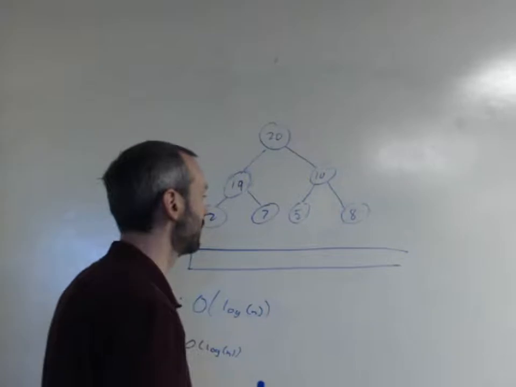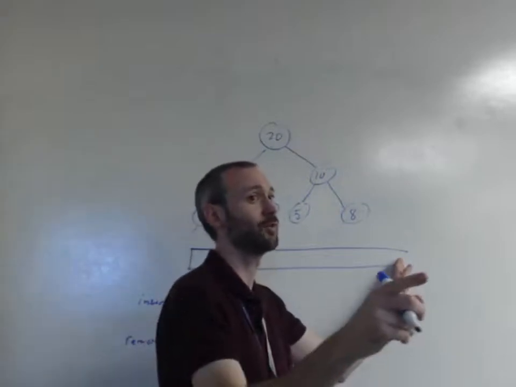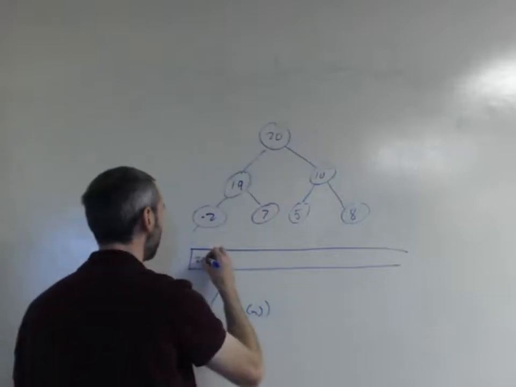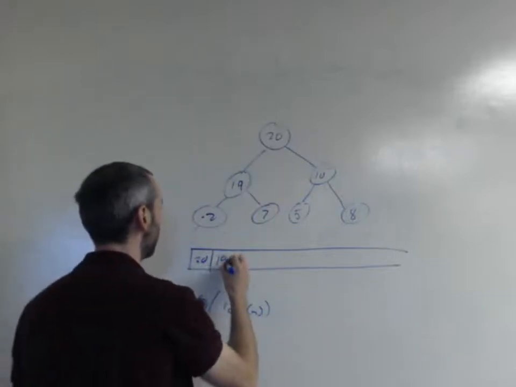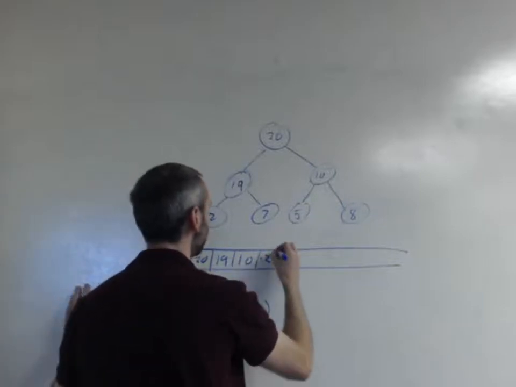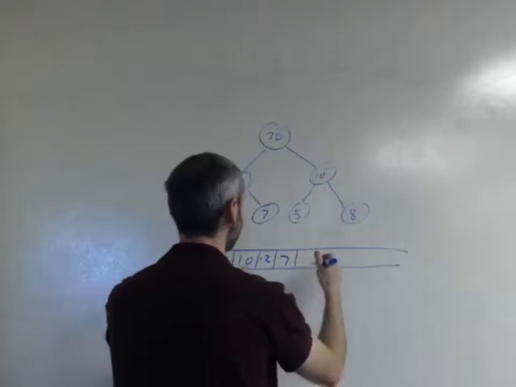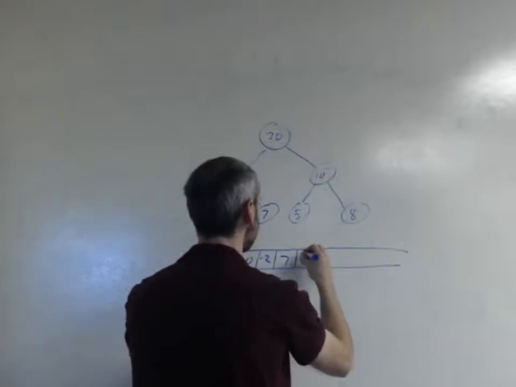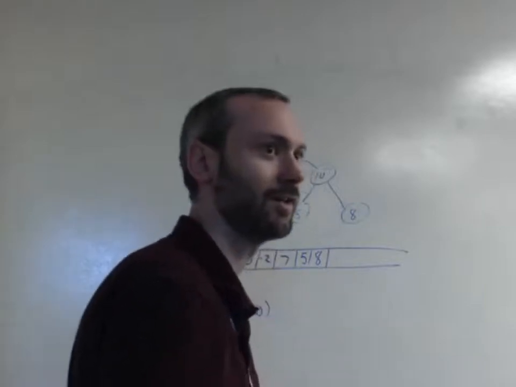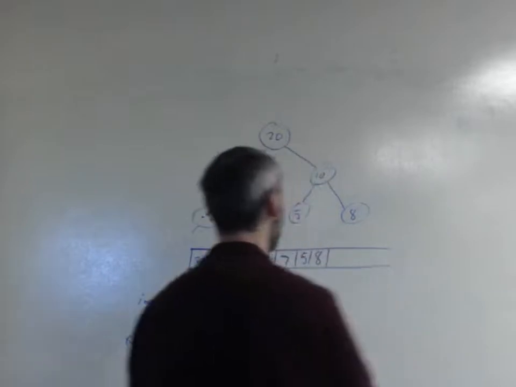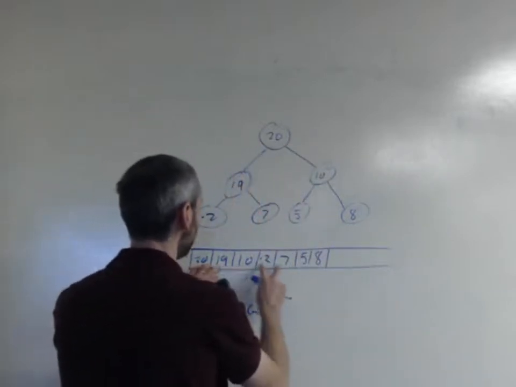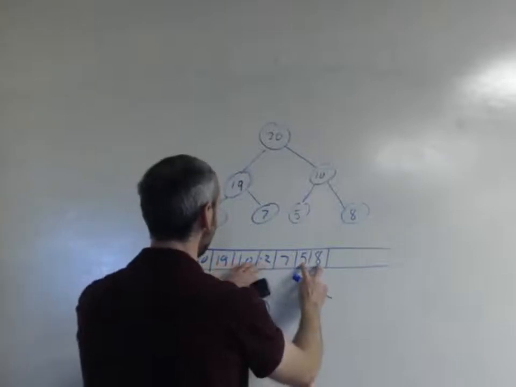It's a rectangle, but it's missing the little thing over here, so it's not quite a box. Almost. We're going to take that 20, put it right here. Next comes its children, 19 and 10. Then comes 19's children, which is -2 and 7. Then comes 10's children, which is 5 and 8. So 20's children are here, 19's are here, 10's are right here.